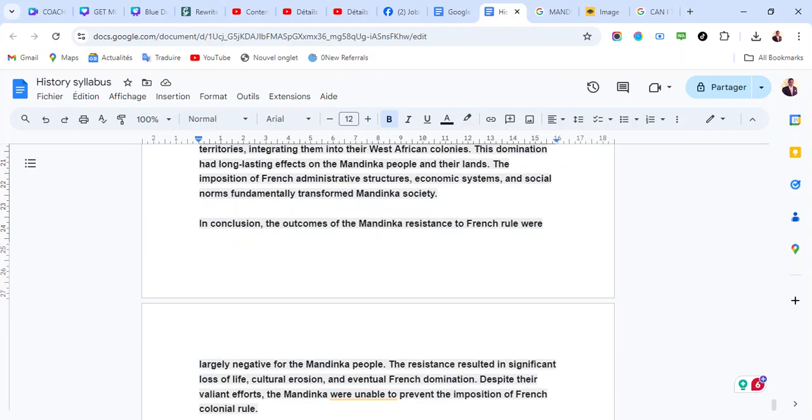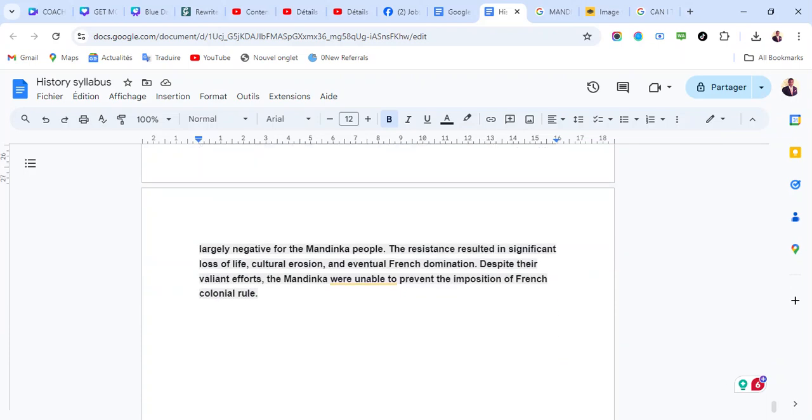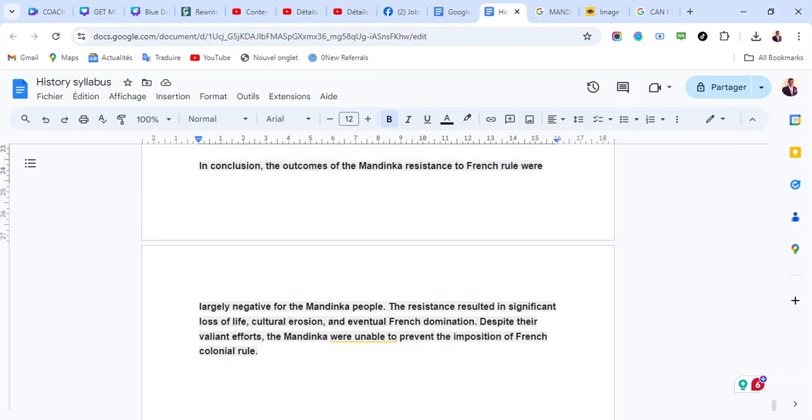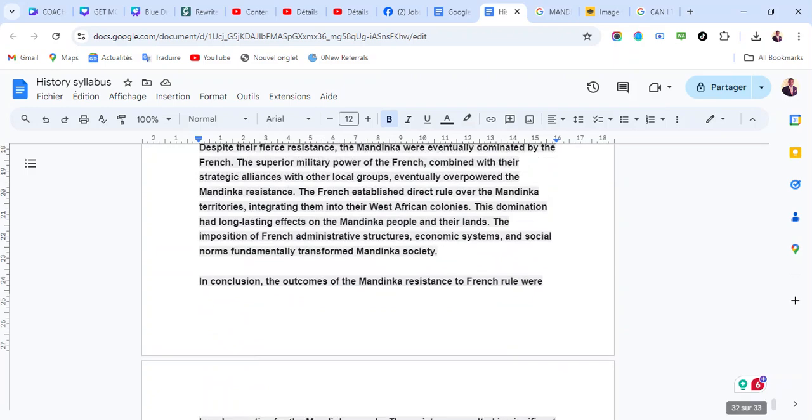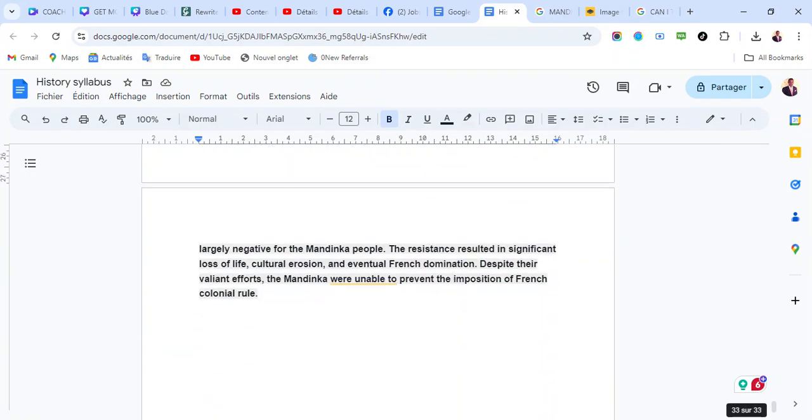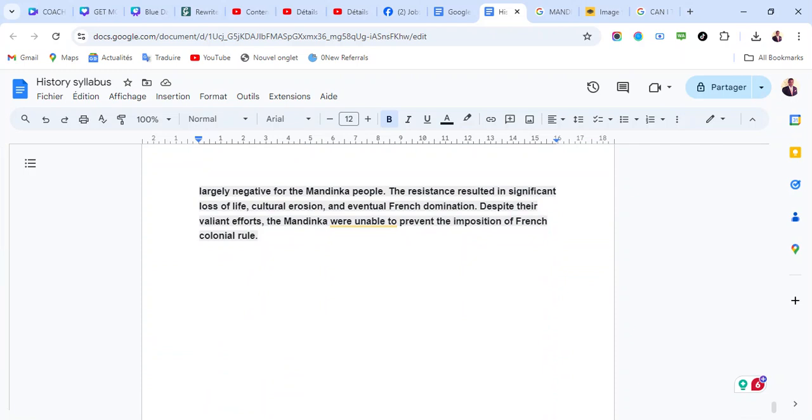In conclusion, the outcomes of the Mandinka resistance to French rule were largely negative for the Mandinka people. The resistance resulted in significant loss of life, cultural erosion, and eventual French domination. Despite their valiant efforts, the Mandinka were unable to prevent the imposition of French colonial rule. So that is it about the Mandinka people, the causes and the effects of the Mandinka resistance. So that is it for our class today.